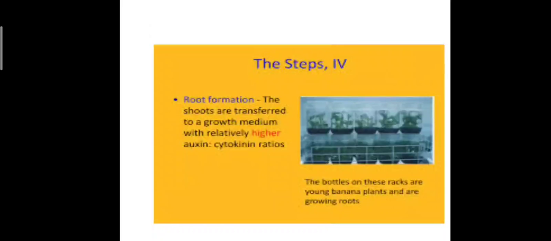And the next step is root formation. In root formation, the shoots are transferred to a root-inducing medium where the auxin-cytokinin ratio will be higher, which induces the formation of roots. So we have already developed the shoots. Those shoots are subcultured to fresh medium, and after reaching an appropriate size, they are subcultured to root-inducing medium, which has a higher auxin to cytokinin ratio. In that medium, it will develop the roots. So that is the next step.